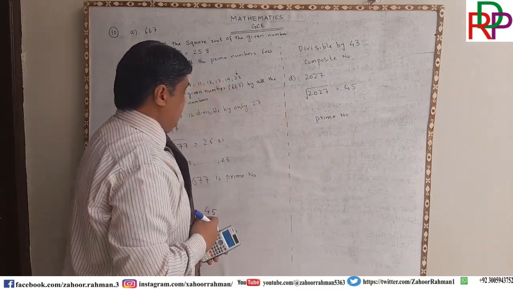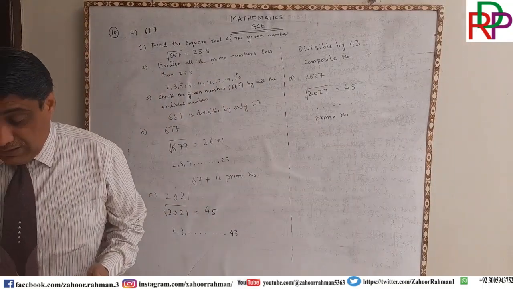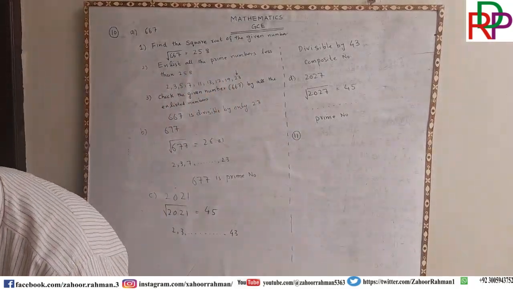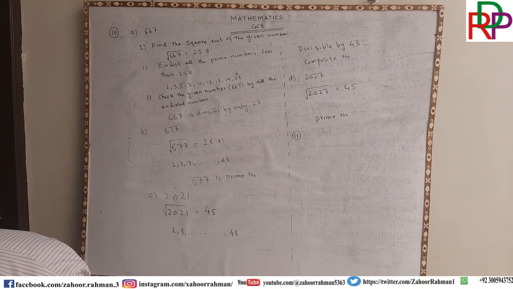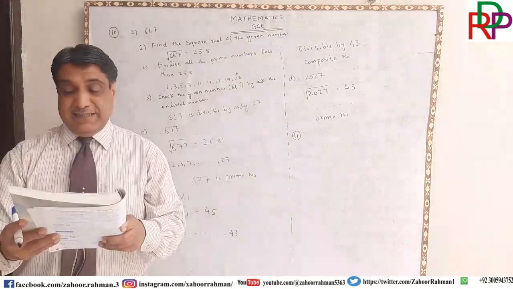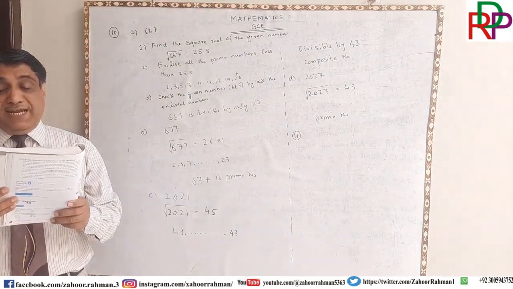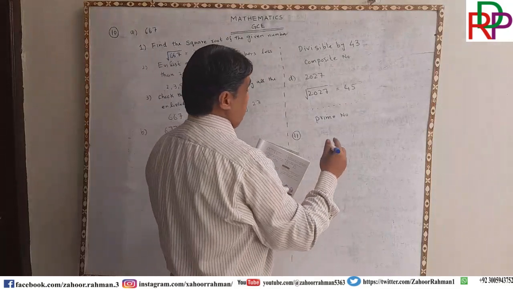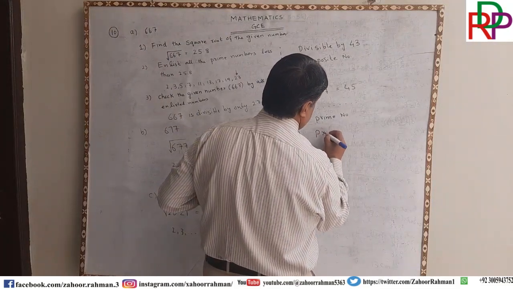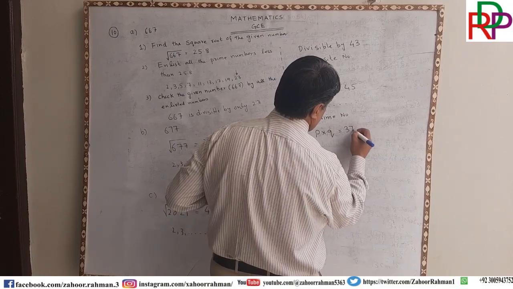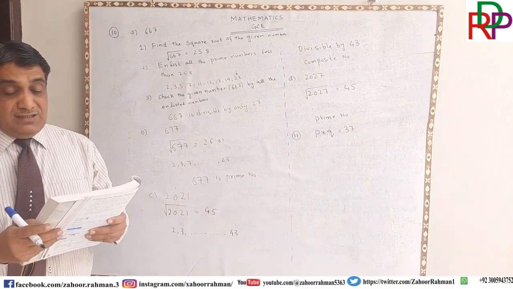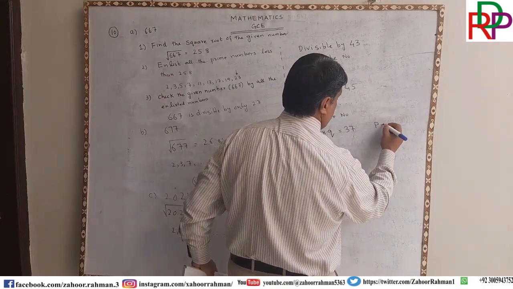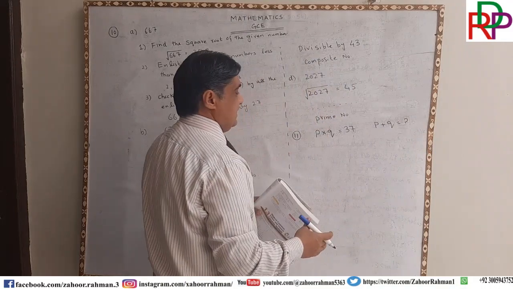Now we have to go to question number 11, and these sorts of questions are coming in the CIE exam. What it is saying: if P and Q are whole numbers, means without decimal, such that P cross Q is equal to 37, find the value of P plus Q.